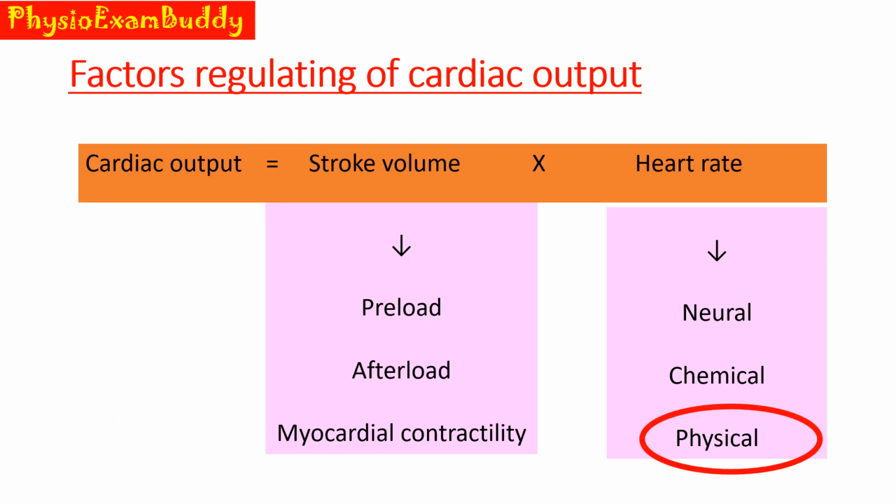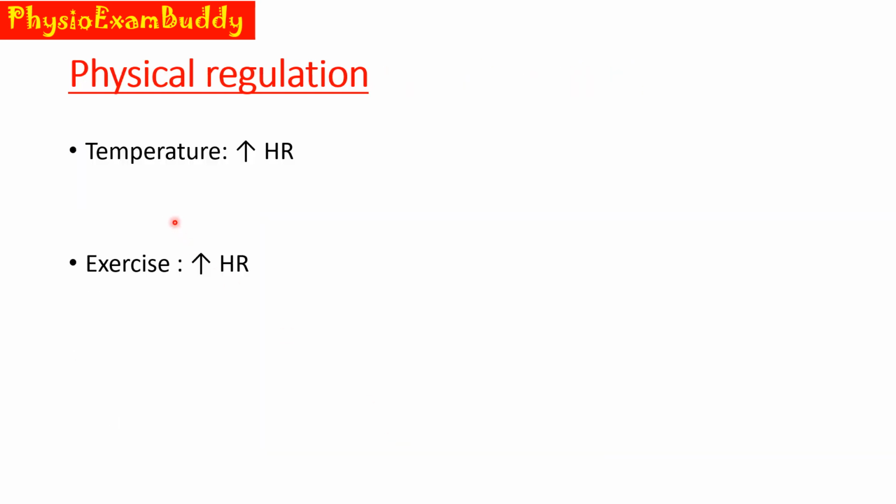Next, the physical factors affecting heart rate. Temperature increases the heart rate, whereas exercise also increases the heart rate. So that finishes the factors affecting the heart rate.